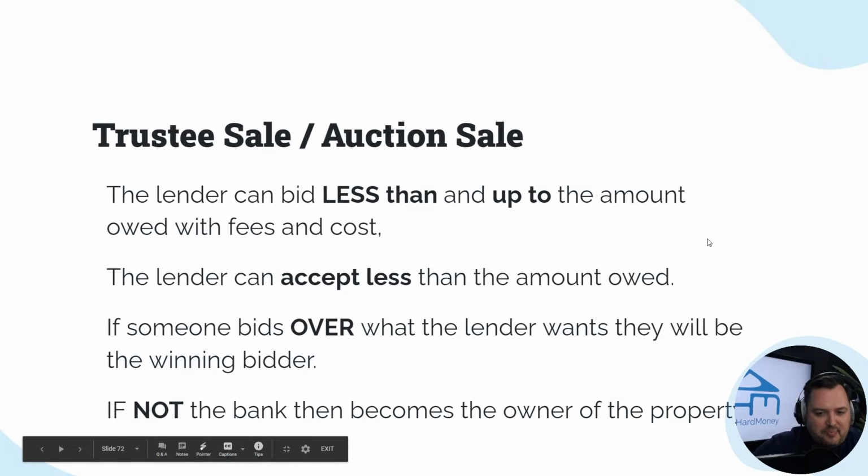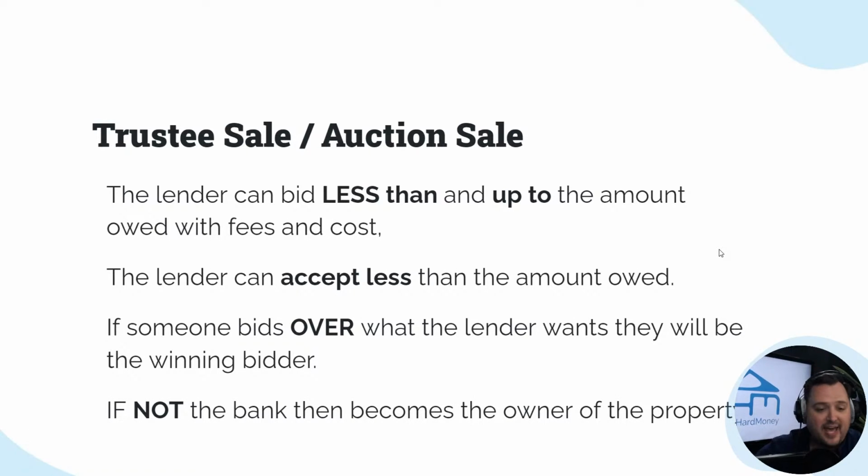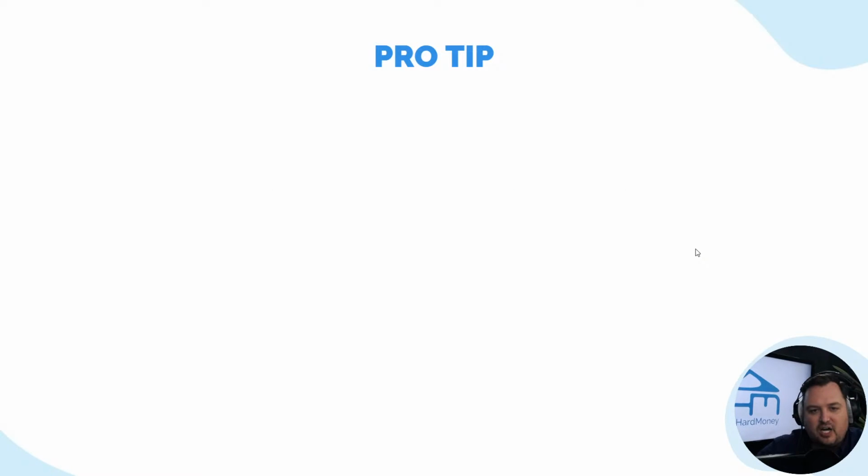And if not, then the bank becomes the owner. So if nobody bids on the property, that property goes back to the bank, and the bank then becomes the owner of the property at that point in time, unless it's got to go through a redemption, which we talked a little bit about earlier.